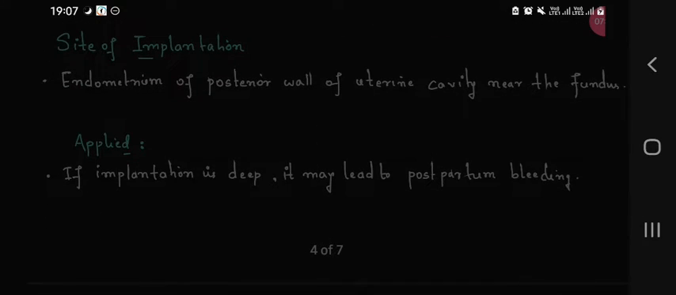Site of implantation: endometrium of posterior wall of uterine cavity near the fundus. Applied: if implantation is deep, it may lead to postpartum bleeding.